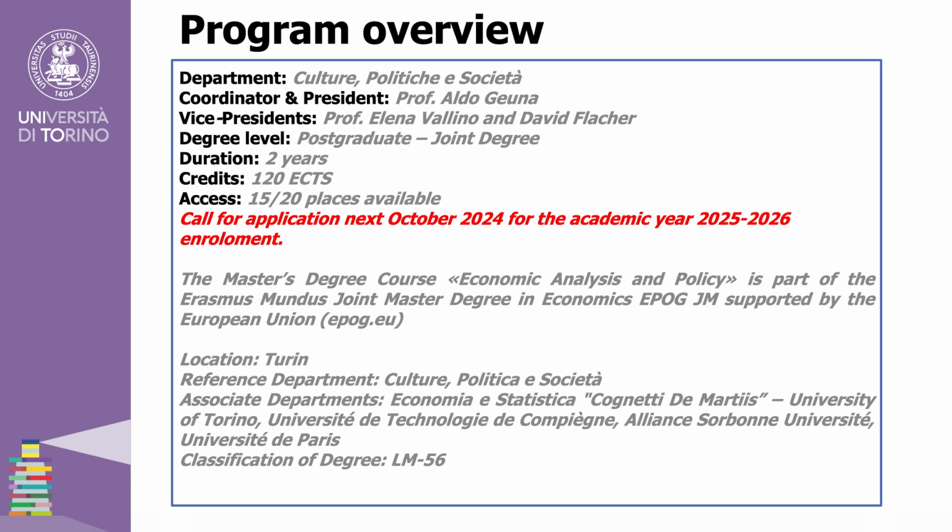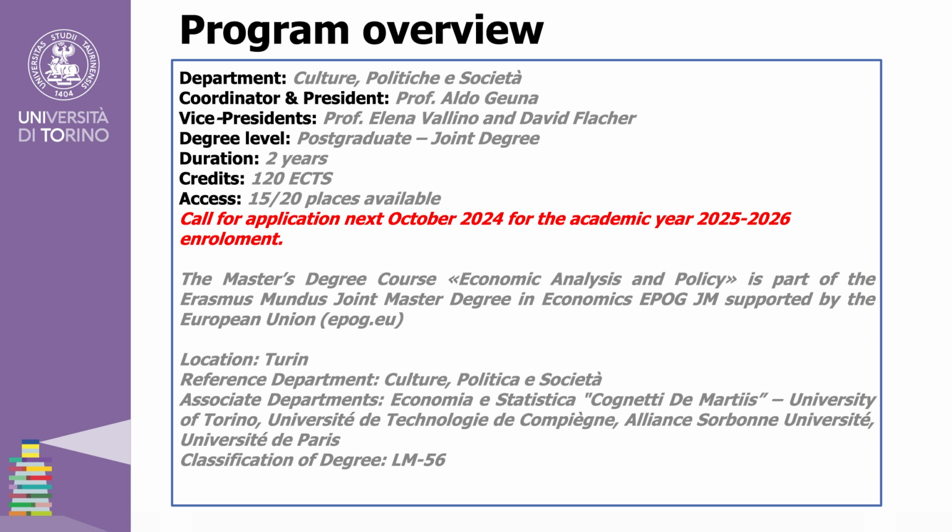The location of this master's course is in Torino, of course. Culture, Politics and Society is the lead department, the reference department, but other associate departments are involved. Economia e Statistica Cognetti de Martis, always at the University of Torino, and then in Paris, Université de Technologie de Compiègne, Alliance Sorbonne Université et Université de Paris. The formal classification of this master course in Italy is LM56.